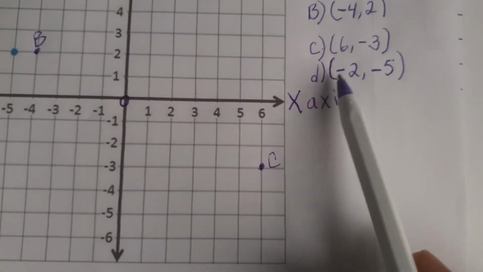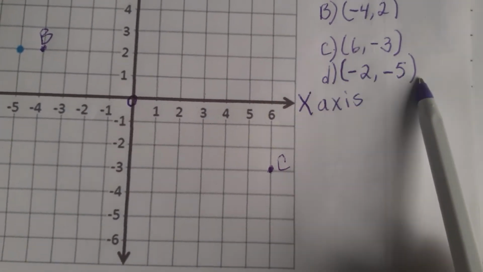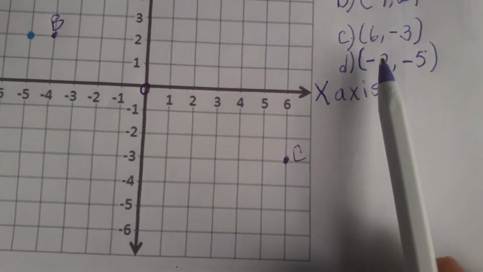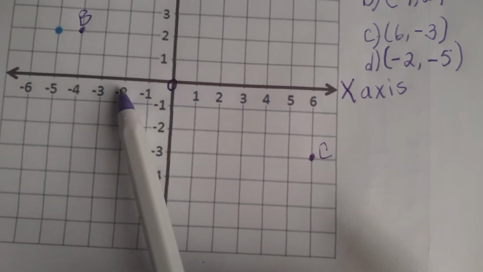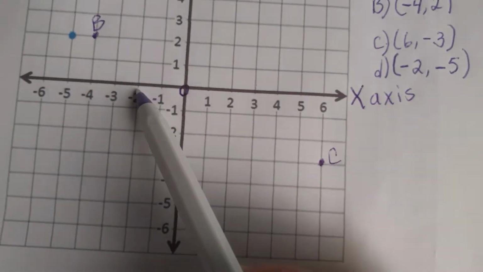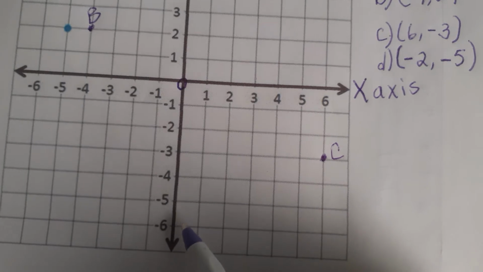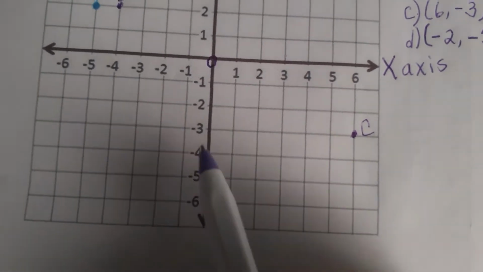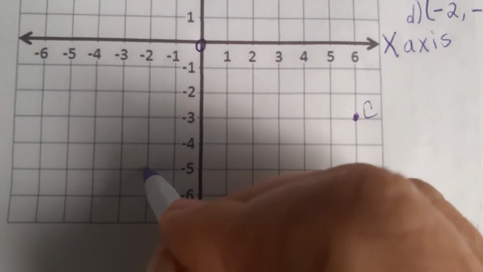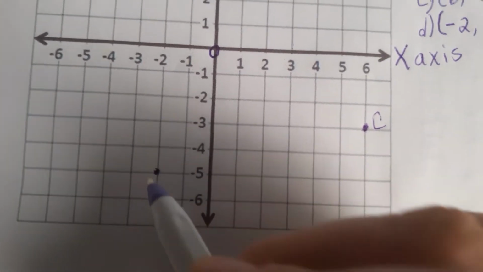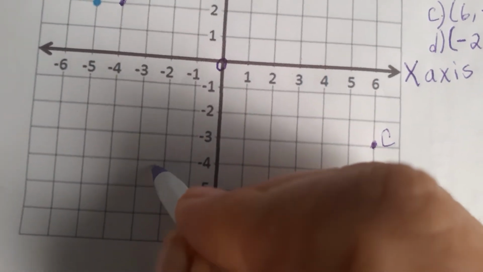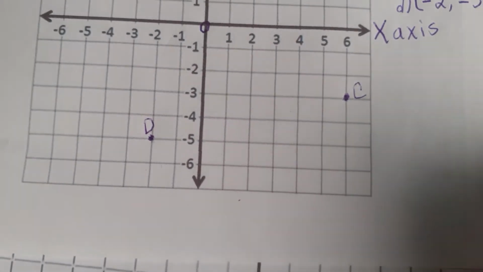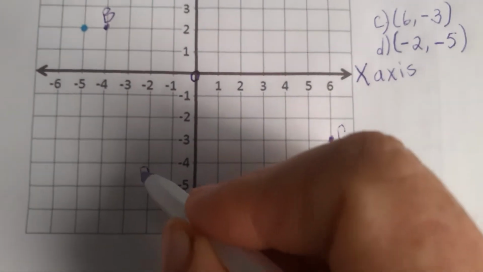The last one, -2, -5. -2 is on the x-axis. The first number is always on the x-axis. So we look for -2, which is here, and then we look for -5, which is here. So this is where -2 and -5 intersect. So we plot our point, and that is going to be D. All right.